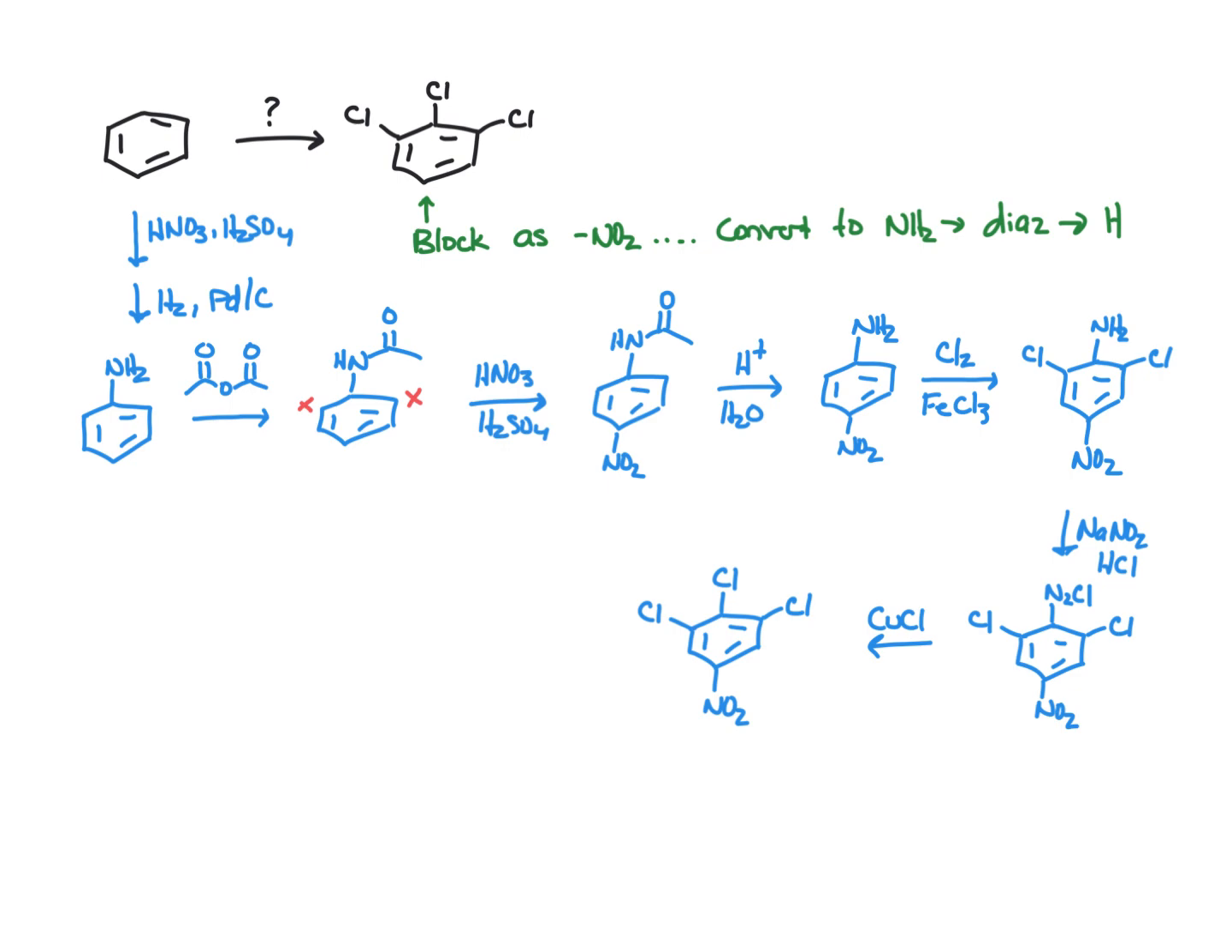We have one thing we don't want, which is the nitro. So we need to get rid of that. Let's get rid of that through the diazonium ion chemistry. So I'm going to reduce the nitro to the amine with hydrogen and palladium. And then let's add our NaNO2, HCl to convert that amine to the diazonium ion.